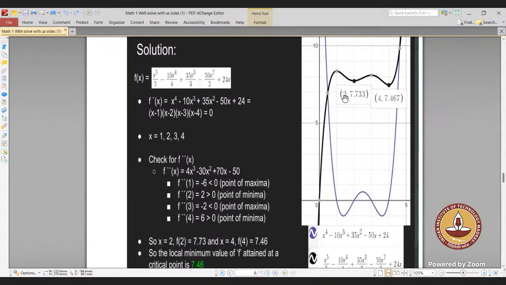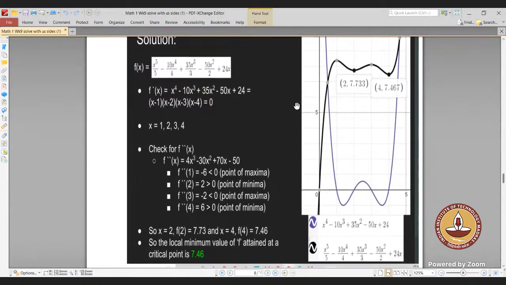See, as you can see, the black line is the curve of f of x. The curve bends like this, and again it bends here and then goes up, right? So this is the minimum value, 4, 7.46. So you got it? Yes, sir. So can we move to the next question now?